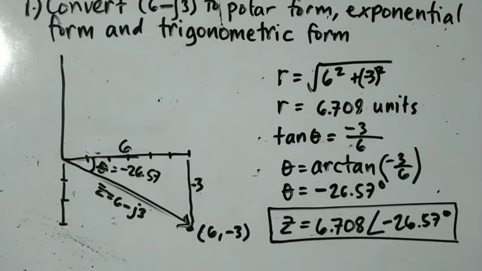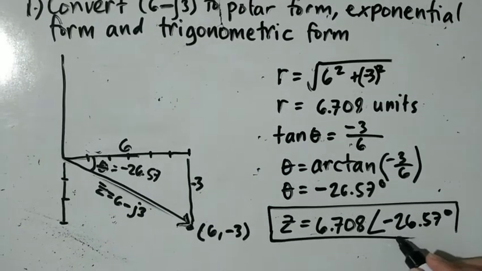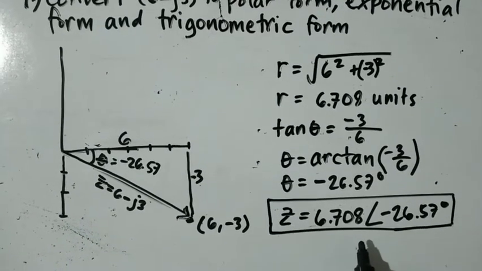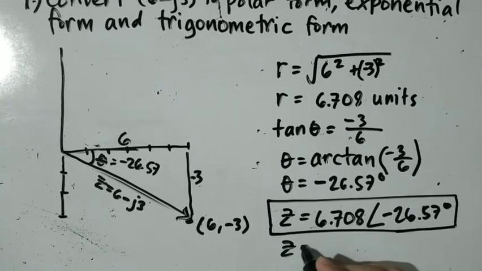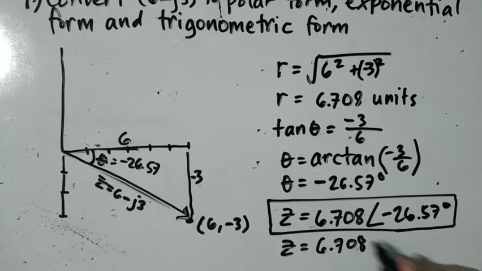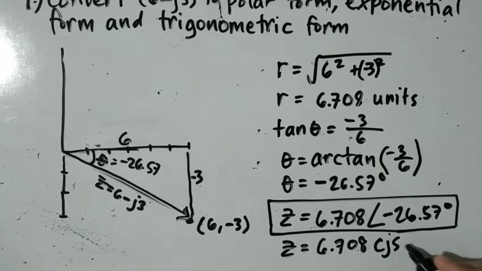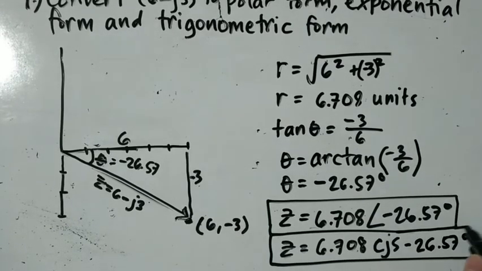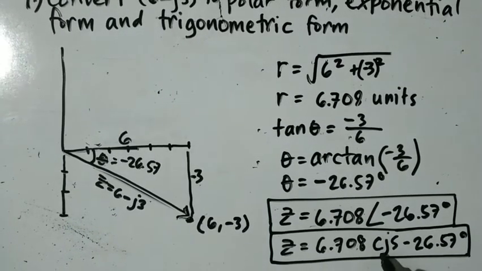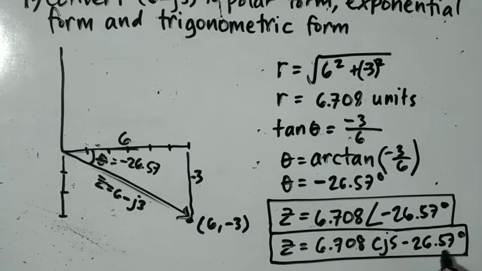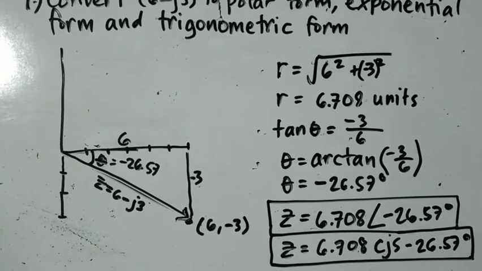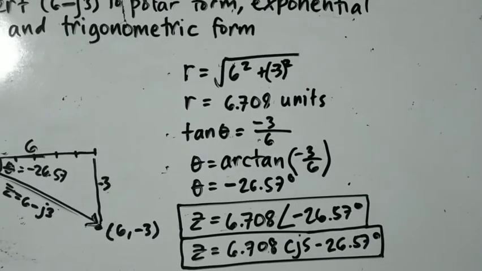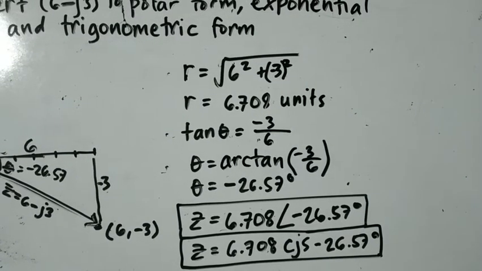So this is the polar equivalent of 6 minus j3. Now this is very easy to convert. Once you have obtained your polar equivalent, this is now very easy to convert to trigonometric form because you simply copy the value 6.708 and you write CJS negative 26.57 degrees. As you have already said, CJS represents cosine minus j sine theta of 26.57 degrees. Now, the last thing we need to do is to convert this into exponential form.